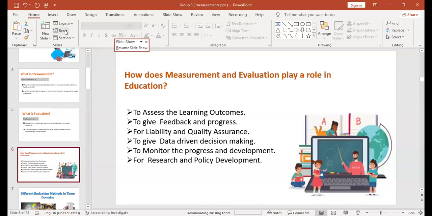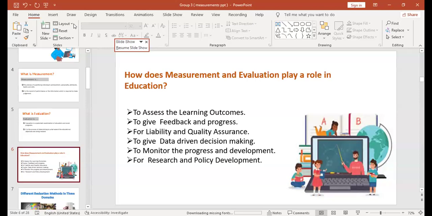Next is data-driven decision making. It provides data-driven insights that support evidence-based decision making in education. They help educators identify effective teaching methods, instructional materials, and interventions. Next is to monitor progress and development. Measurement and evaluation allow for ongoing monitoring of student progress and growth over time. They enable educators to track individual student development and identify patterns of progress. Last one is research and policy development.